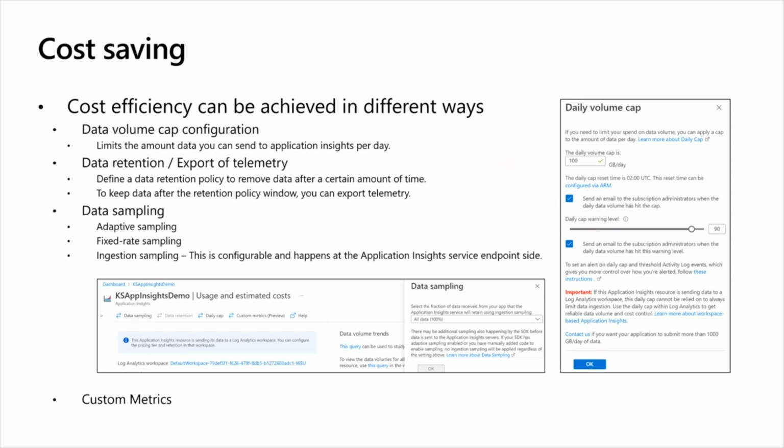And also here, export of telemetry is also possible. So if you want to keep the data even after the retention date, you're able to export your telemetry and offload it to a different storage. So that's the second level, I would say. Third level is what we call data sampling.